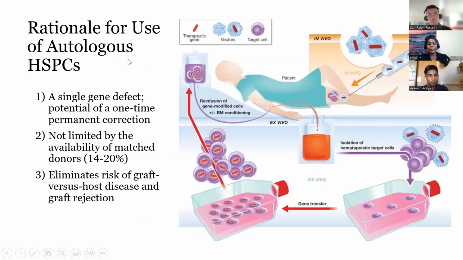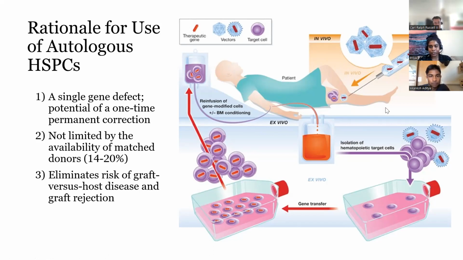But going into using autologous HSPCs: HSPC just stands for hematopoietic stem and progenitor cells. It's like the mother stem cell for all blood cells, and they're found in the bone marrow. Autologous just means it's the patient's own cells, so you don't need a donor. So you take stem cells from the patient, correct the mutation using one of the gene therapy methods, and then give it back to the patient.